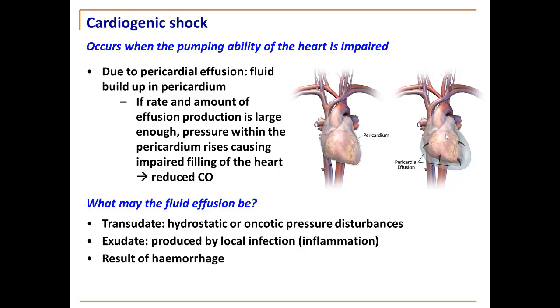So your exudates will contain protein and white blood cells and some platelets, usually due to inflammation, and the transudates are caused by disturbances, like I said, of hydrostatic and oncotic pressure, but not by inflammation. So they don't have that protein content in particular.